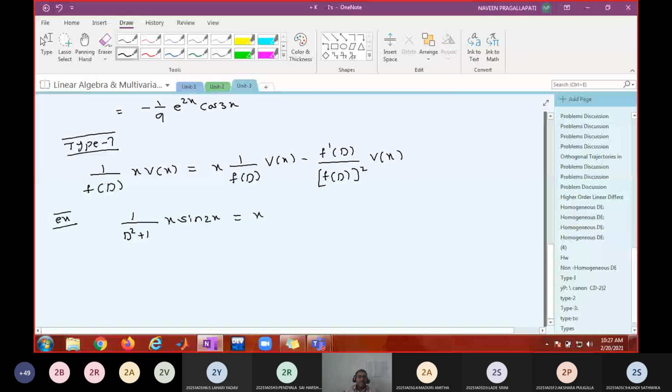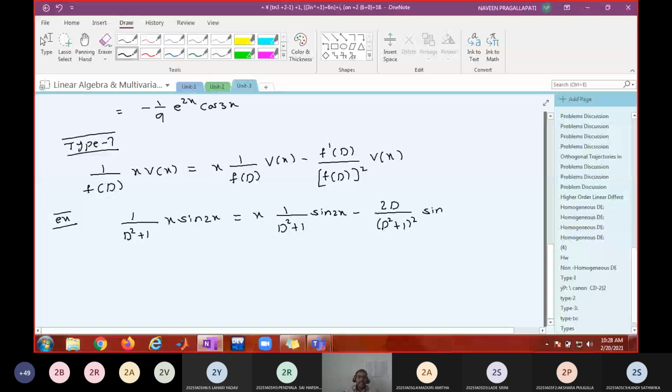minus f dash of d, which means the derivative of f of d. What is the derivative of d square plus 1 with respect to d? 2d. That's it. So 2d by d square plus 1 whole square of sine 2x.